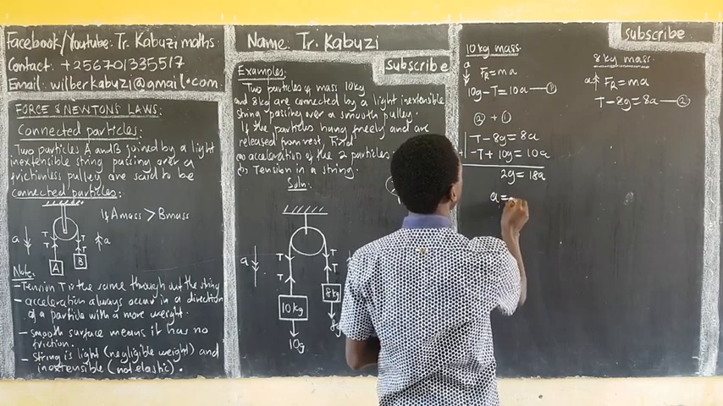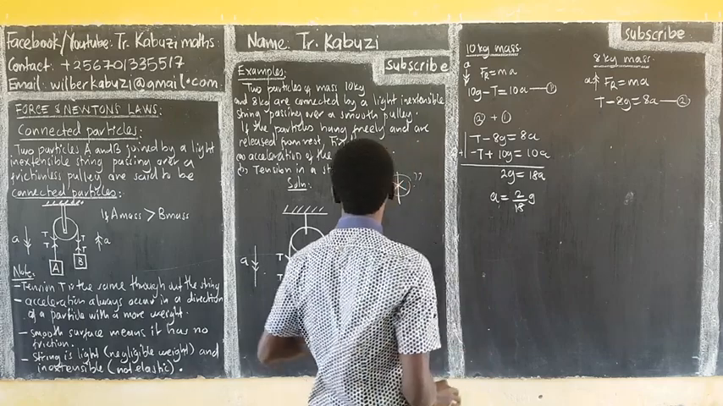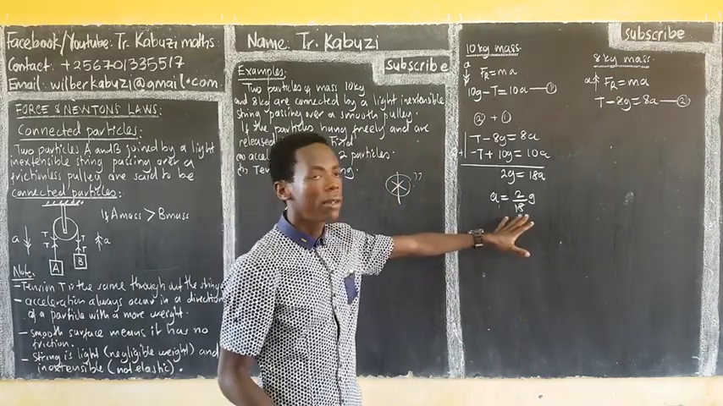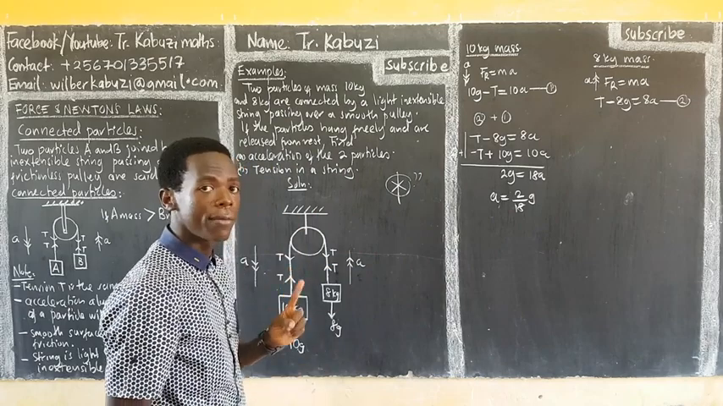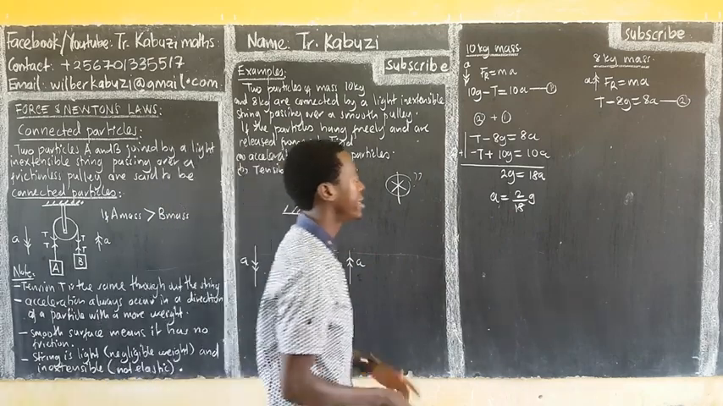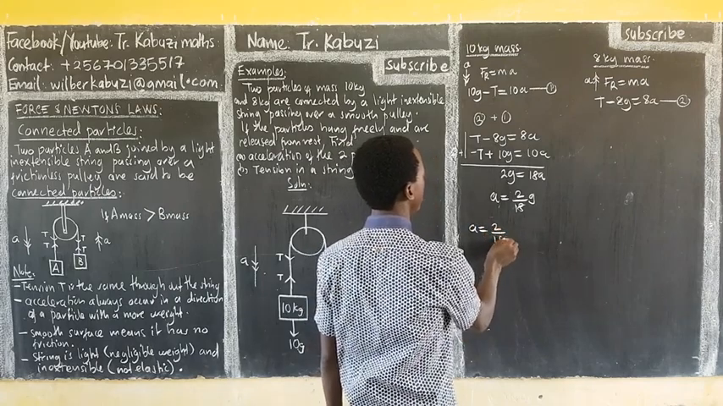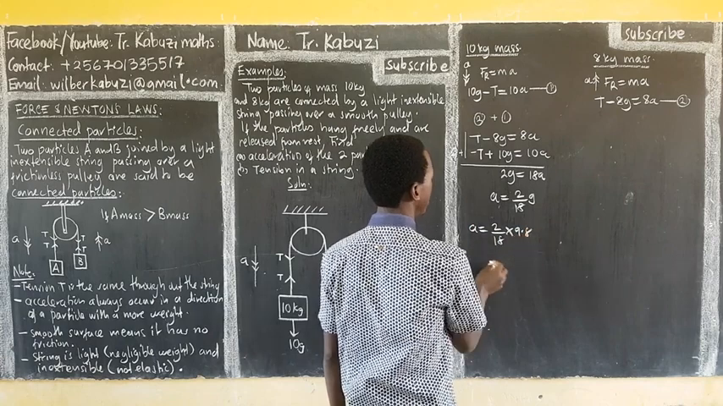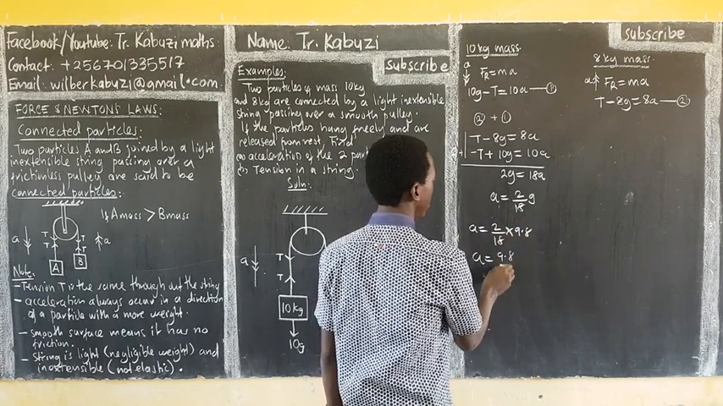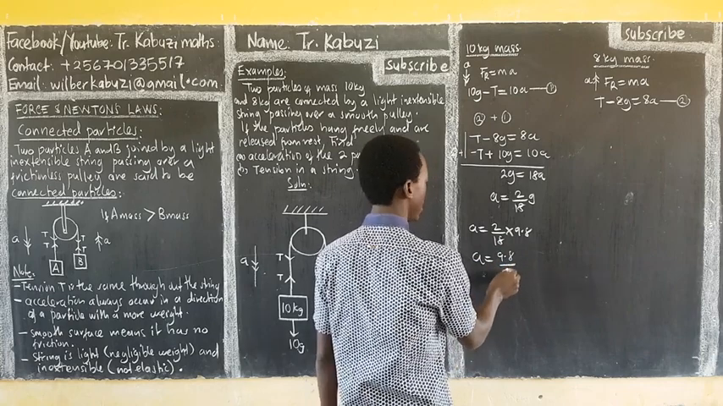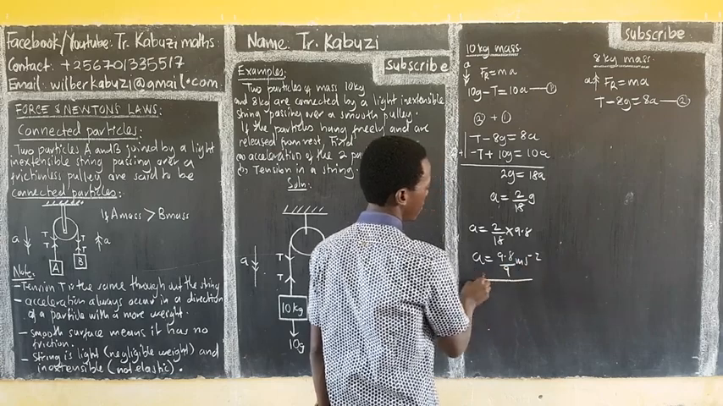So our acceleration is going to be 2 over 18 g. If the question doesn't specify, you are free to leave it there. Or you know that g is sometimes taken to be 9.8. So our acceleration is going to be 2 over 18 times 9.8, which gives 9.8 over 9 meters per second squared. That is going to be our acceleration.